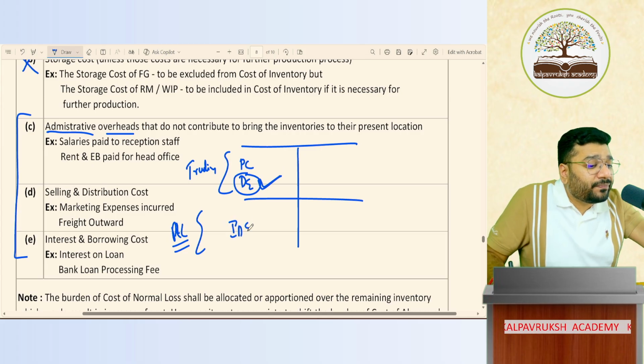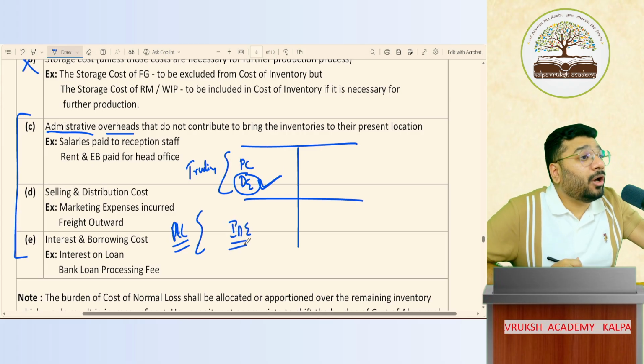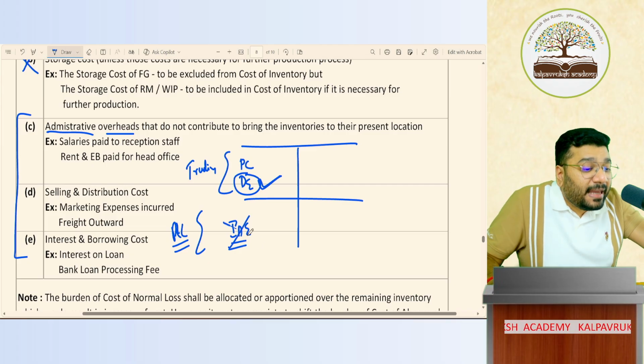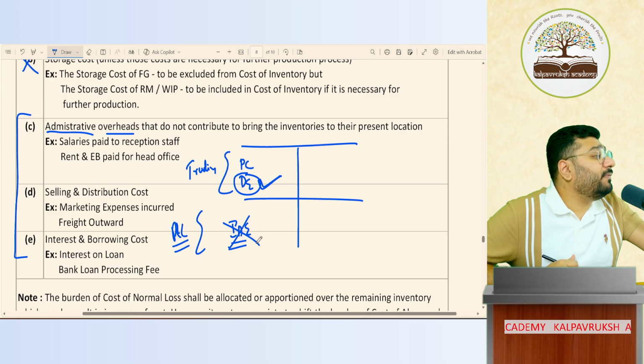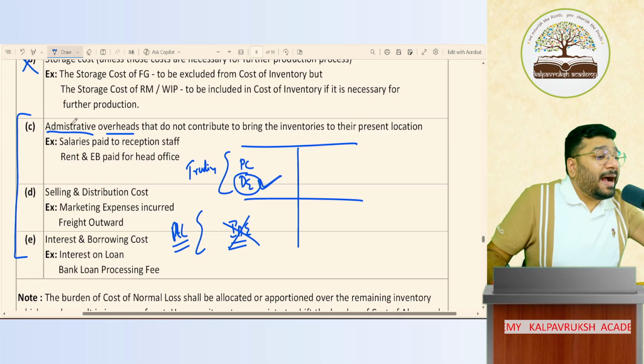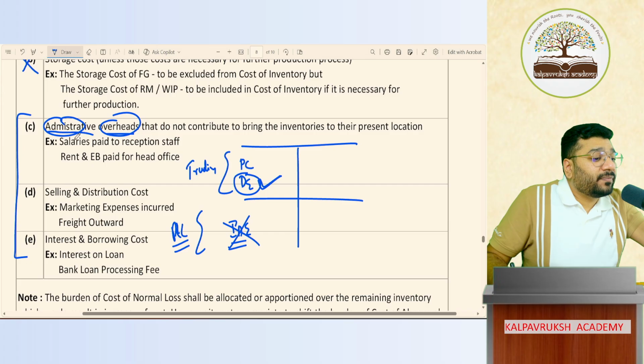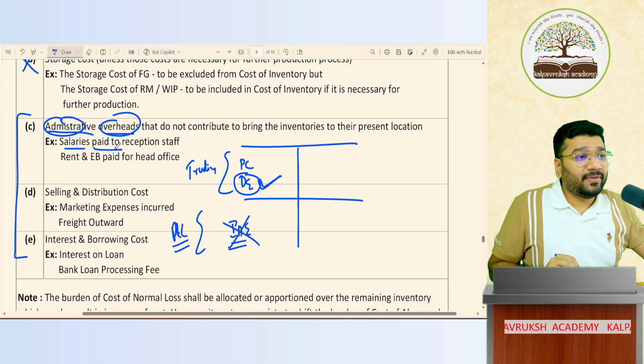Indirect expenses are there, no? Where will indirect expenses come? In your profit and loss account. This will never be a part of your cost of inventory. Never, ever. So, administrative overheads such as salary paid to the reception staff.